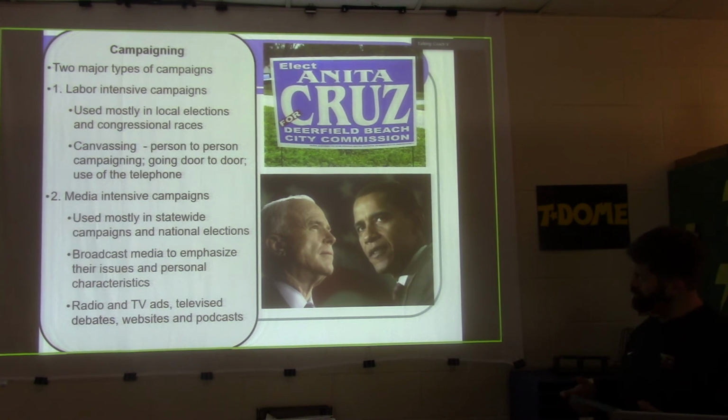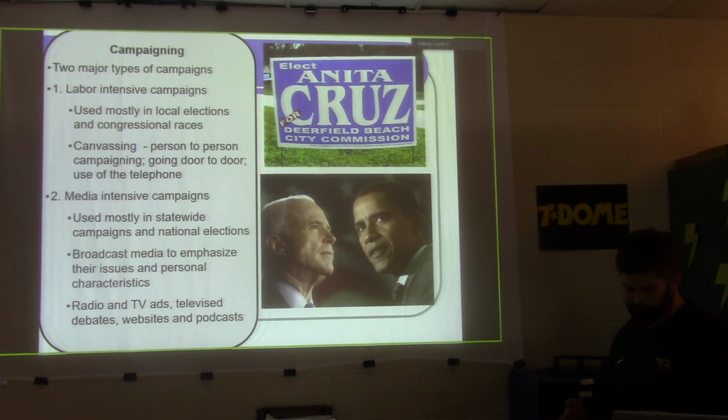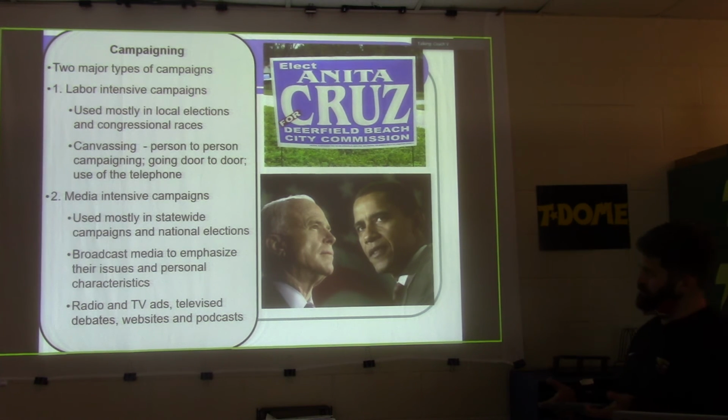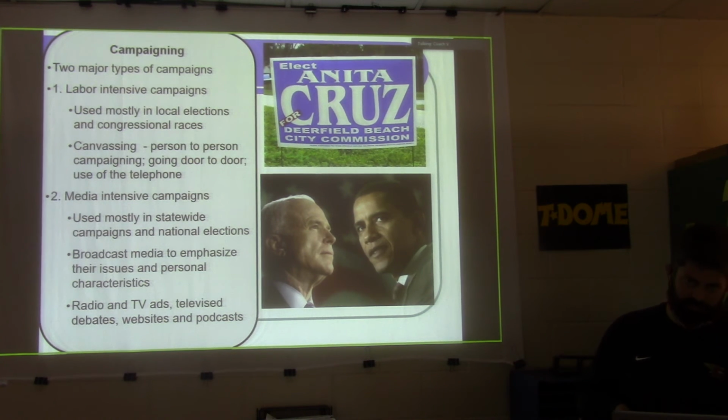Campaigning, so two major types of campaigns. We have labor-intensive campaigns, so this is used mostly in local elections and congressional races. They use this thing called canvassing, so person-to-person campaigning, going door-to-door and using the telephone. Happens a lot during election season.